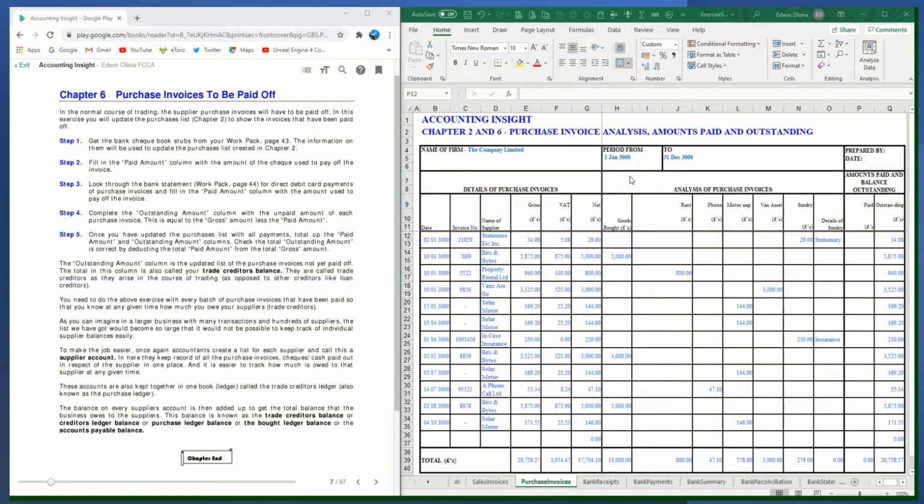Hello and welcome to Chapter 6 of the Accounting Insight series. This chapter deals with purchase invoices to be paid off.